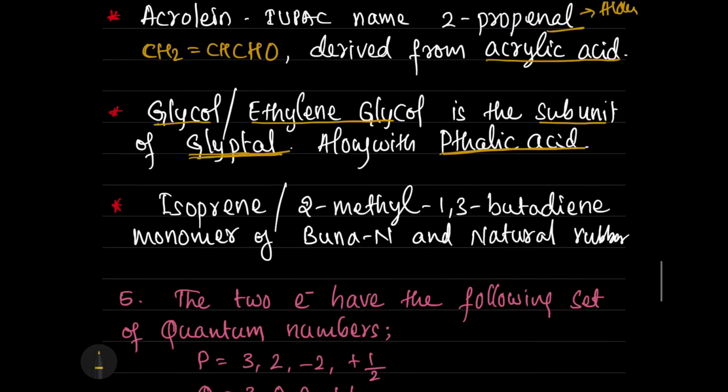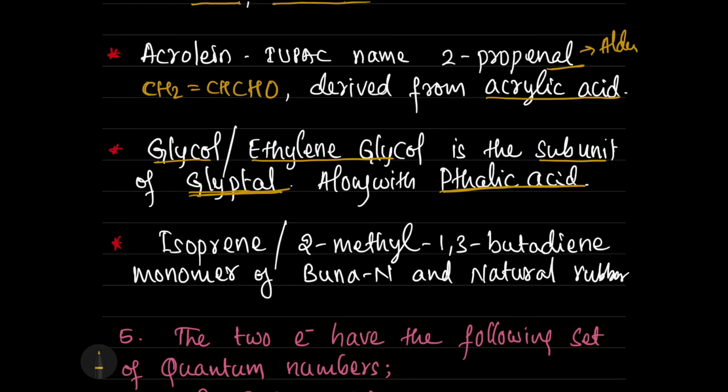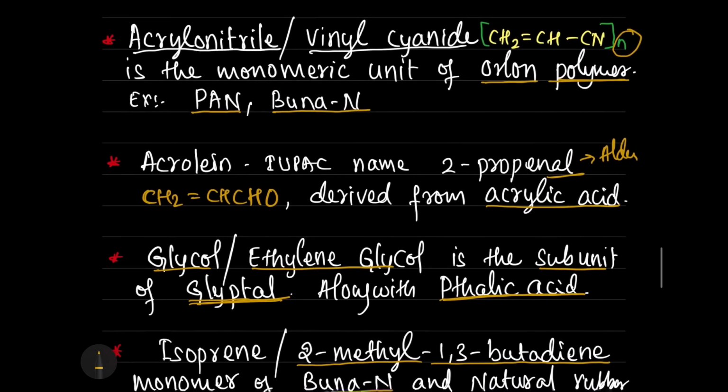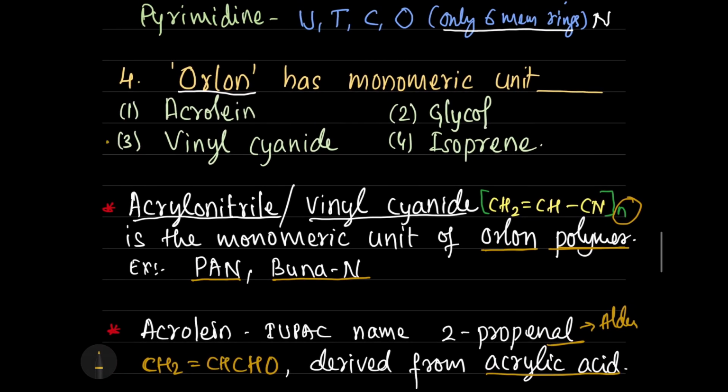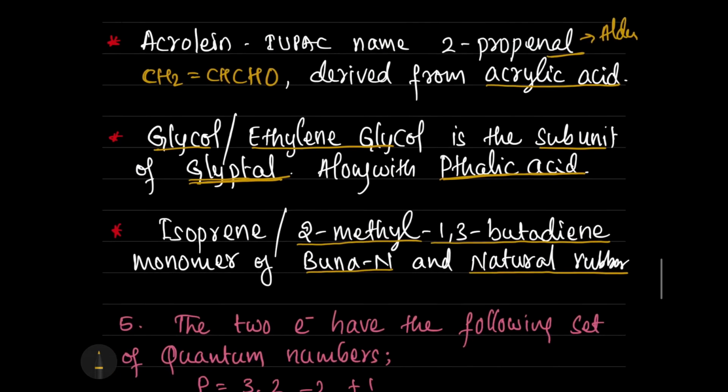monomers. Next is isoprene. The IUPAC name of this compound is 2-methyl 1,3 butadiene. This is a monomer of natural rubber, and it is also related to Buna N, which has acrylonitrile also as a monomer. The answer here is vinyl cyanide or acrylonitrile, the other name of this compound.